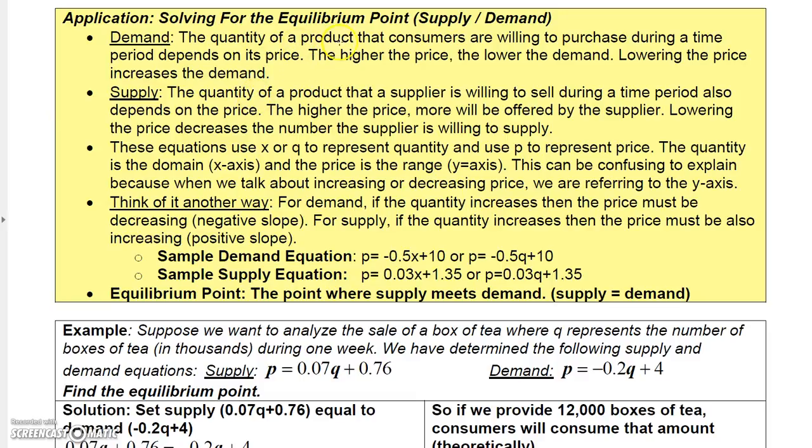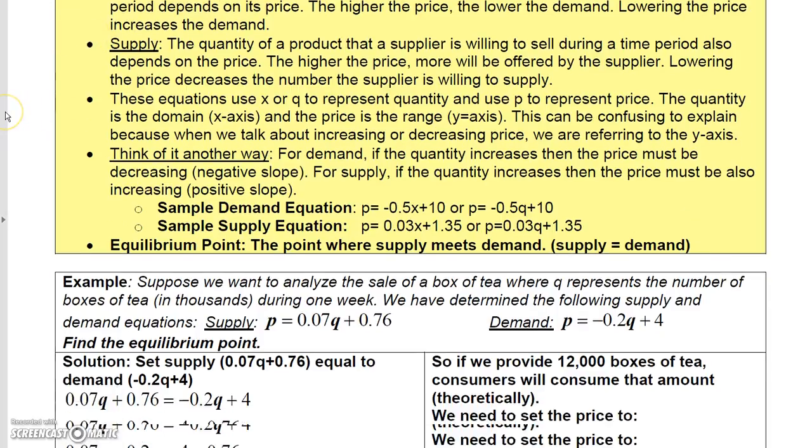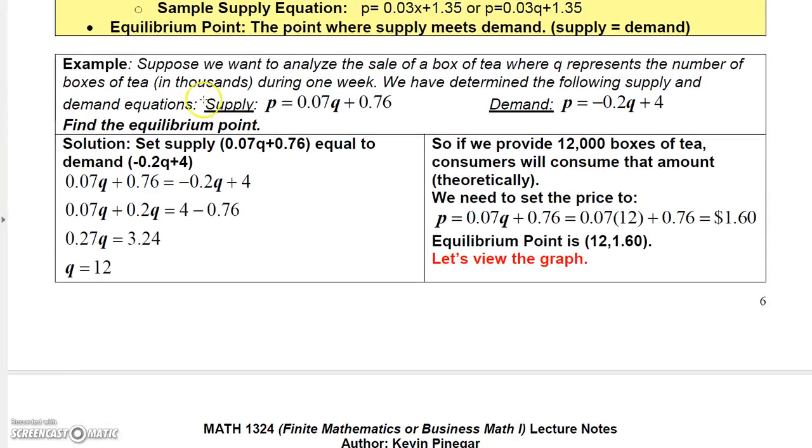Okay, so to solve supply-demand problems, again, make sure you read the notes here on solving for what's called the equilibrium point for supply-demand. And I'm going to go straight to an example. Suppose you have a supply function given, and this represents the relationship between the quantity a supplier is willing to supply with respect to the price. And then the demand function represents the quantity that the consumer is willing to demand based on the price.